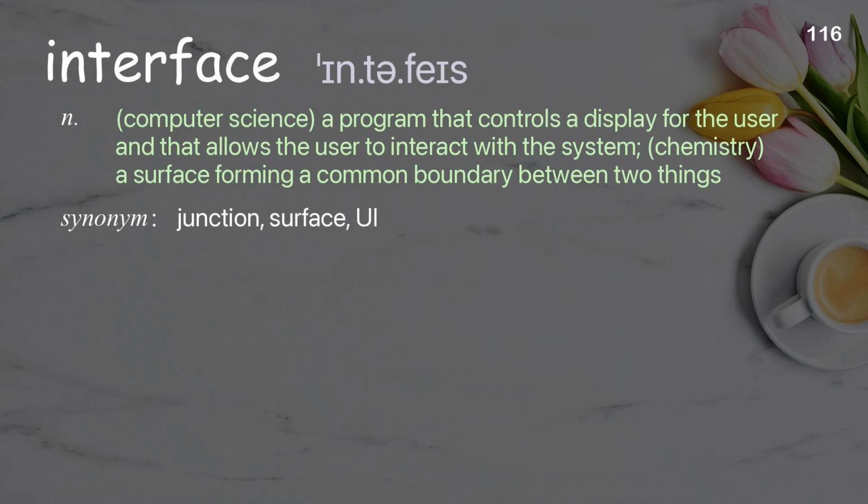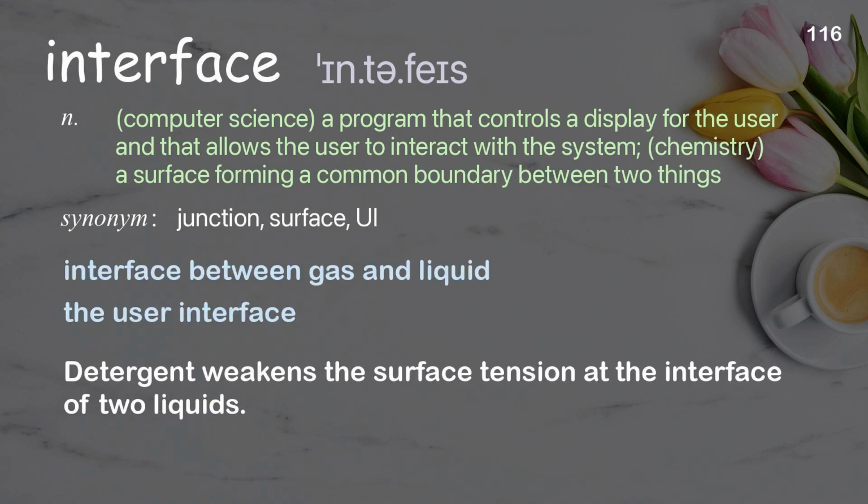Interface: computer science, a program that controls a display for the user and that allows the user to interact with the system. Chemistry, a surface forming a common boundary between 2 things. Examples: interface between gas and liquid. The user interface. Detergent weakens the surface tension at the interface of 2 liquids.